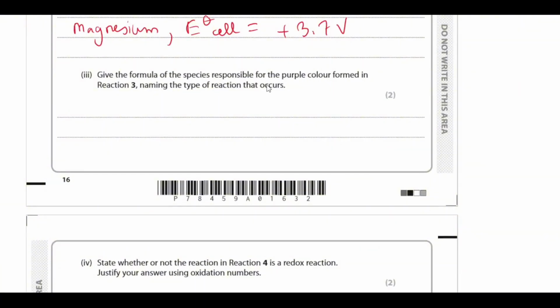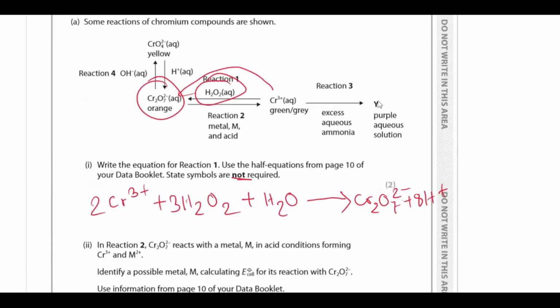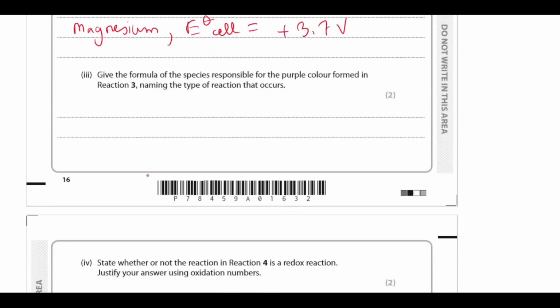Give the formula of the species responsible for the purple color formed in reaction 3. So we can clearly see that in reaction 3, a purple aqueous solution is produced. Whenever we add aqueous ammonia to a transition metal, a complex compound is produced. Since excess ammonia is added, we will get to see complete ligand exchange. So the purple color would be for Cr3+, and it will basically be this one.